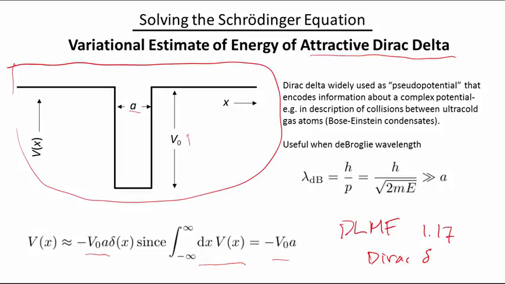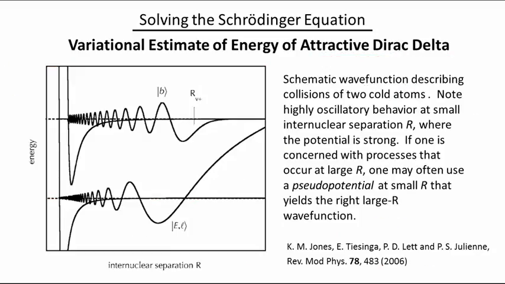Now, the delta function is handy for sample applications, but it's widely used in practice as a sort of pseudo-potential for representing information about complex interactions between particles in terms of a single parameter. This is useful when the de Broglie wavelength of the system, which is the characteristic wavelength of the quantum mechanical wave function, h over p, is much, much greater than the range of interactions that affect the function. Let me give you just a simple, concrete example of that before proceeding.